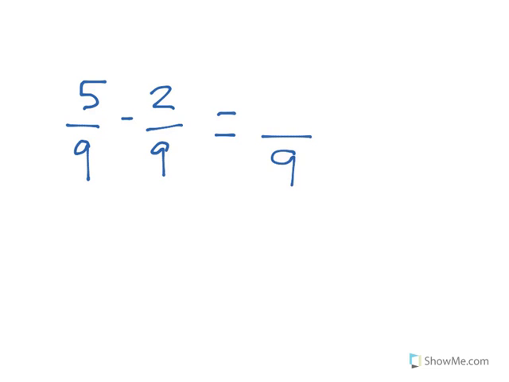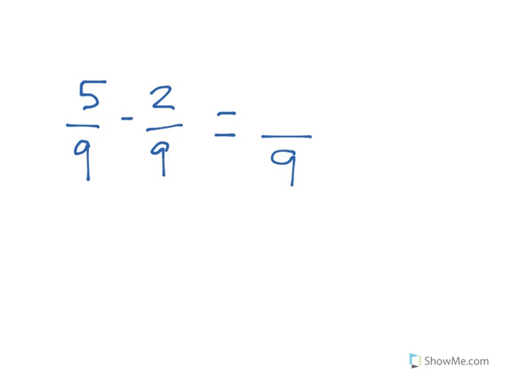Then another example, and I'll use blue this time, is let's say we have 5/9 minus 2/9. Again, these are common denominators, so you do not have to find common denominators, it's already done for you. So we're going to keep the denominator the same.